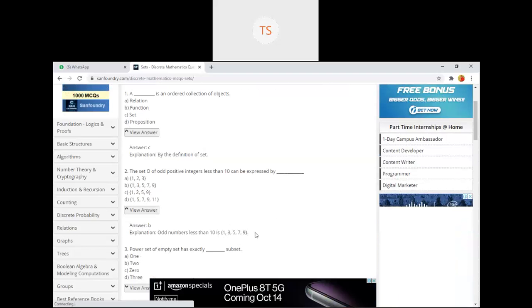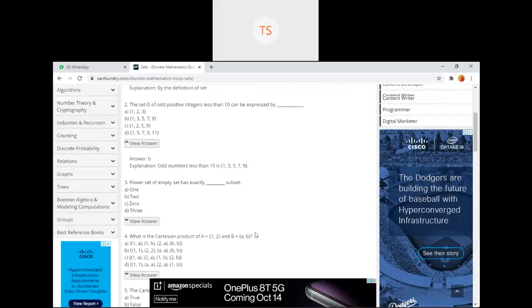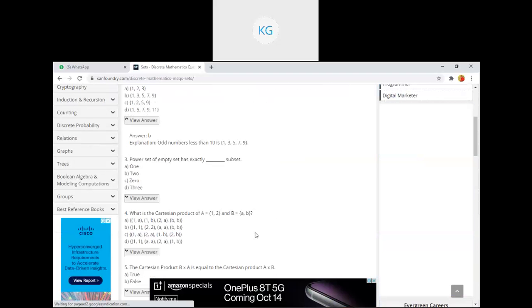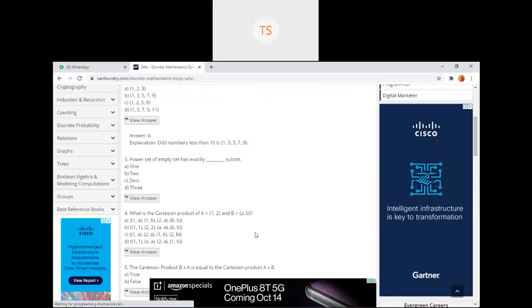Now question number 3. The power set of an empty set has exactly this many subsets. That means it is asked how many subsets we will get for an empty set. One, ma'am. And what is that subset? It is also an empty set, ma'am. Yes, the empty set itself is the subset of the empty set.